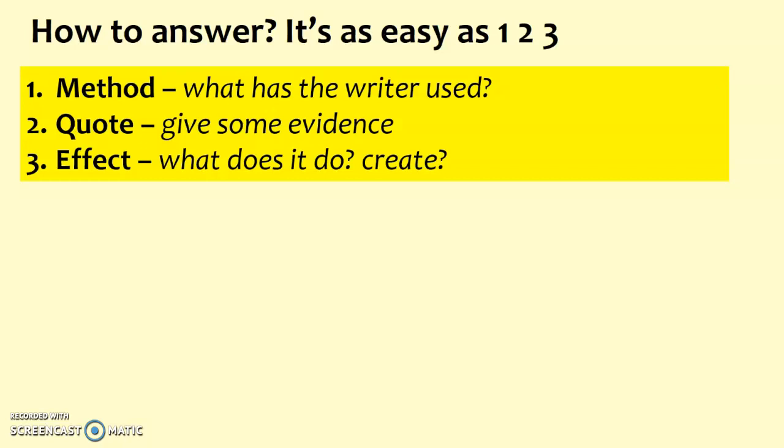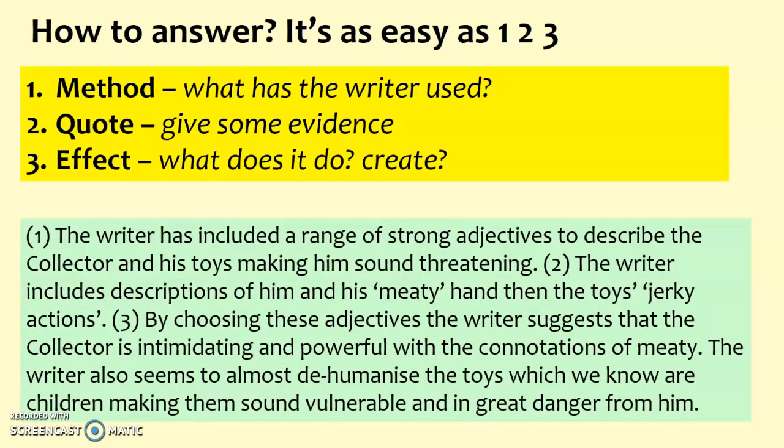So to make that a little bit more visible for you, I've come up with this paragraph and I've put the numbers before the sentence. So like number 1, the brackets there is the method. So here we go. The writer has included a range of short adjectives to describe the collector and his toys, making him sound threatening. Okay, so I've named the method very clearly. I've also said what it does very briefly, and then I lead into my evidence there, number 2. The writer includes descriptions of him as and his meaty hand, and then toys' jerky actions.